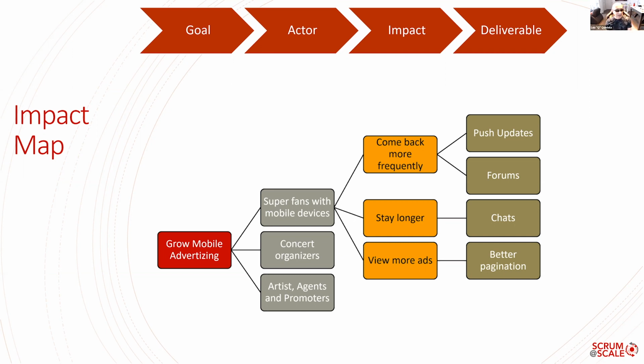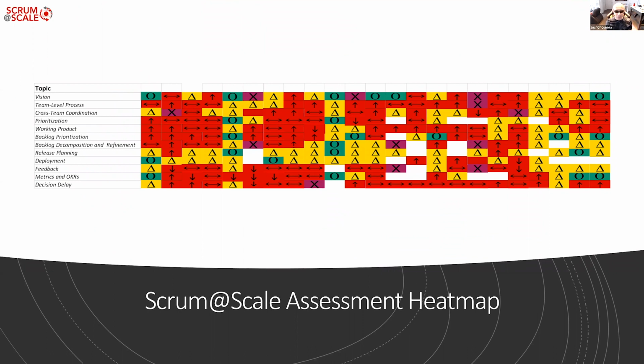So you can actually grow your mobile advertising. Now, impact maps can be used for anything. If you are a Scrum at Scale practitioner or you have any knowledge of Scrum at Scale, you've probably seen an assessment heat map, and it looks pretty much like this one. This came from one of my clients earlier this year. And you see there are things in red. That's usually where the improvement has to happen first.